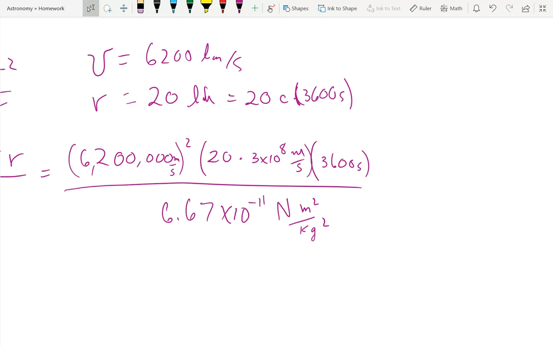But I think it asks for it in solar masses, doesn't it? So you need to take that answer and divide it by the mass of the sun to get it in solar masses. It just says how much mass. Oh, okay. So it just says mass. You can do like that and just get in kilograms.